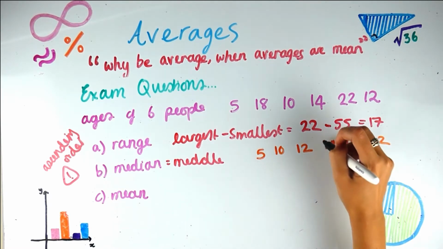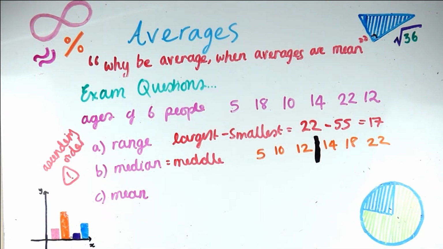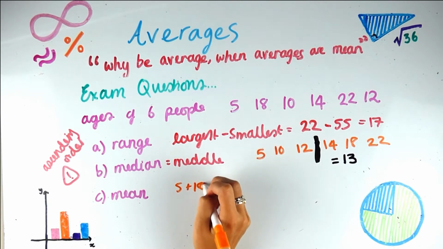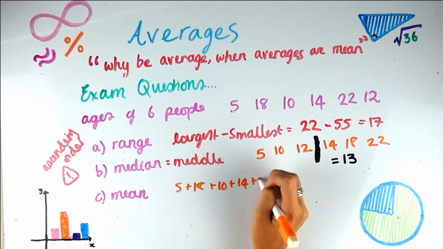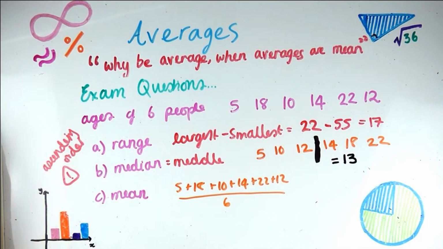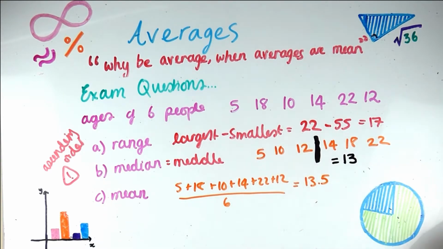I do this kind of just by looking, so there's the middle. And that is the value between 12 and 14, which is 13. Again, because it's an even number, it doesn't have an exact middle value in the data. Okay, let's go on to the nasty mean. And now what we're going to do is add them all up and divide by the total number, which is 6. So minus 5 plus 18 plus 10 plus 14 plus 22 plus 12 divided by 6. And if you plonk that into your calculator or do all the sums, you get a value of 13.5.